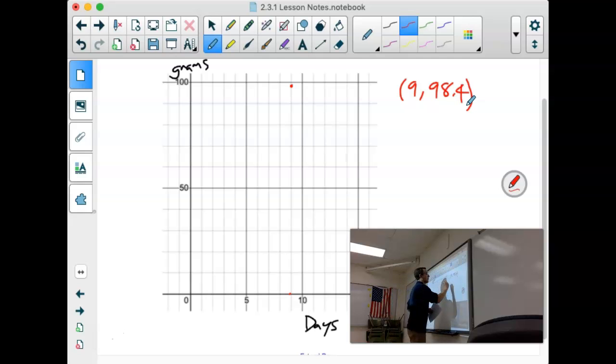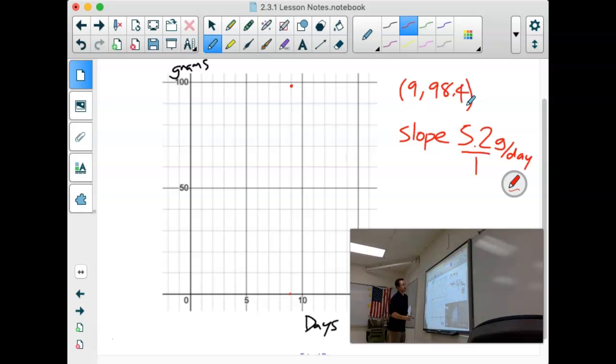So again, we know that our slope is 5.2 grams per day, so it's 5.2 over 1 day. So now we know that every time we go over to the right 1 day, we are adding 5.2 grams. We can also do that backwards and hopefully make our lives just a little bit easier. So if we go back 1 day, with our slope triangle, our change in x is 1. If we do that slope triangle a little backwards, then we're going down 5.2.